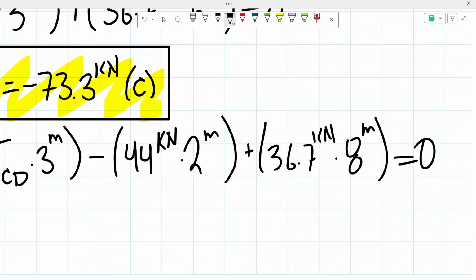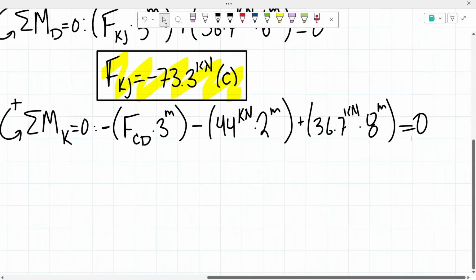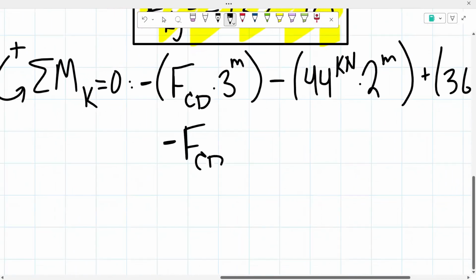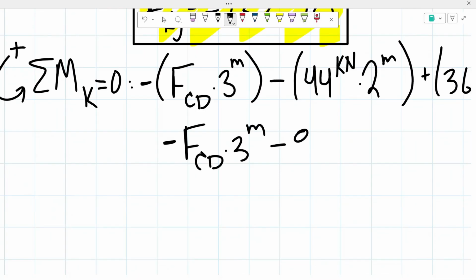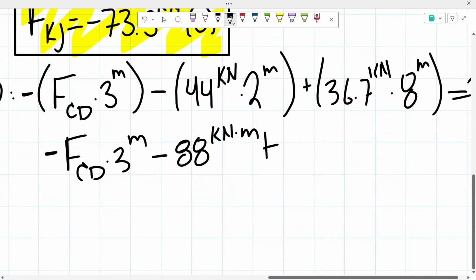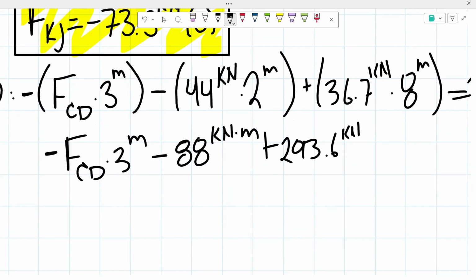Let me plug this into my calculator real quick because I forgot to do that earlier. So from here, we would get the negative force of the member CD times 3 meters. And then from there, we would get negative 88 kilonewton meters plus we have 36.7 times 8. We would get positive 293.6 kilonewton meters. All that has to equal 0.